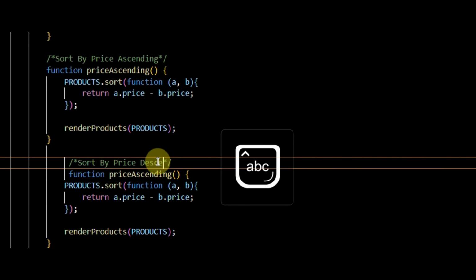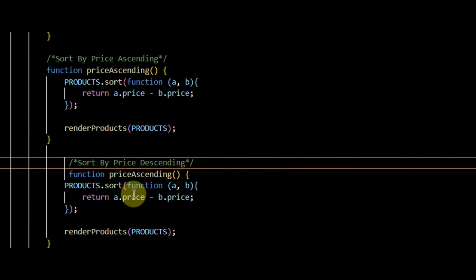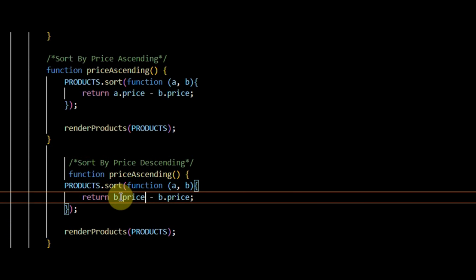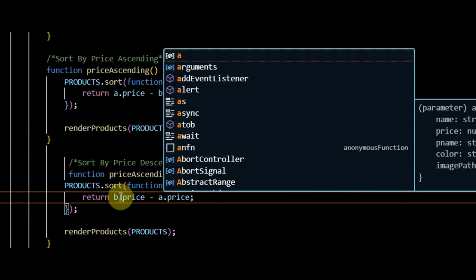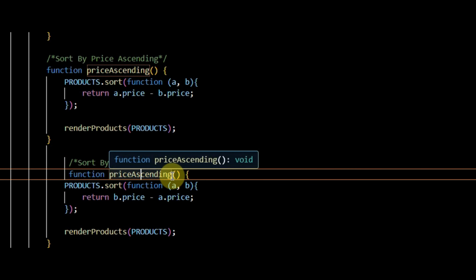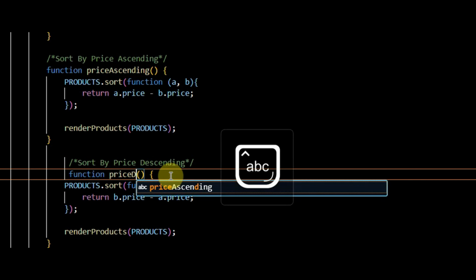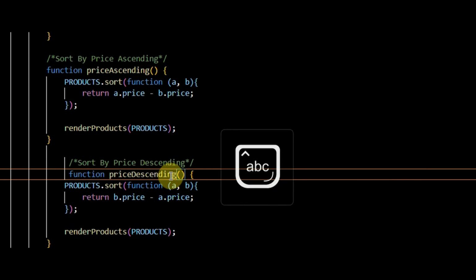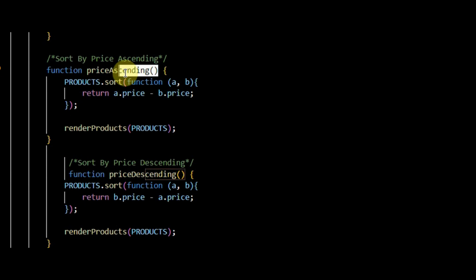Now let's talk about the price descending function. This function does the opposite, sorting our products in descending order. To achieve this, we've simply flipped the subtraction order in the return statement, so we're subtracting B price from A price instead.